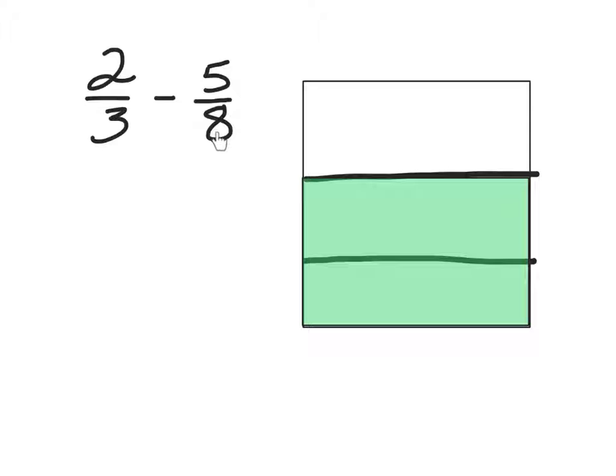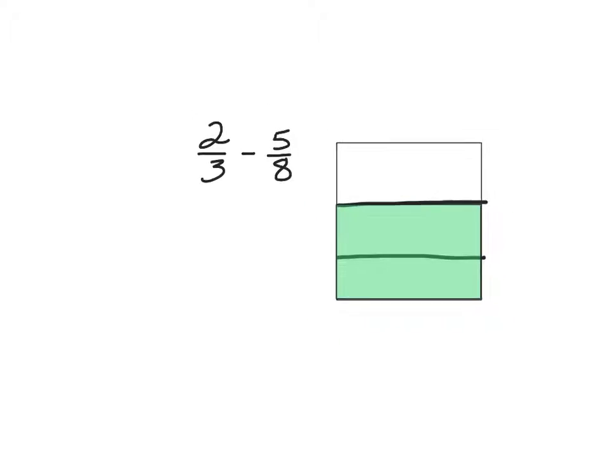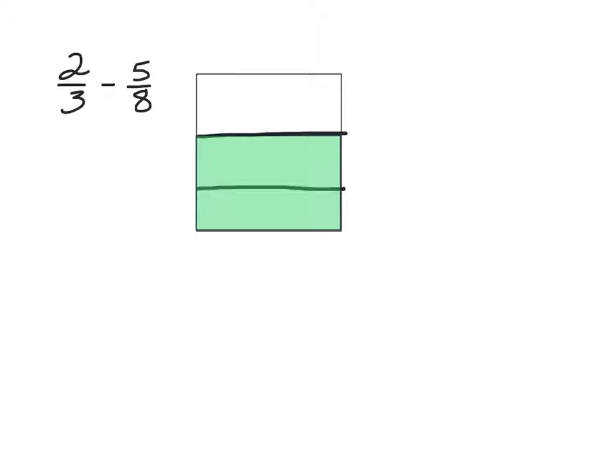All right, so now I am subtracting 5/8, but the problem is this is eighths that I'm subtracting, and this fraction box is cut into thirds. So the very first thing I must do is find my least common multiple. And so I'm going to take my 3 and my 8, and I'll put my 3 here and my 8 here.